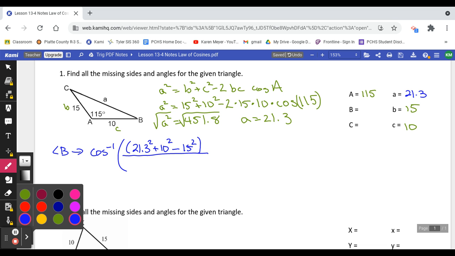Okay, close my parentheses for the top, open another parentheses for the bottom, and it's 2 times the sides we added together, which are 21.3 times 10. Close your parentheses for the bottom, and then close your parentheses again for the entire fraction. And when you type that into your calculator, I get angle B to be 39.5 degrees.